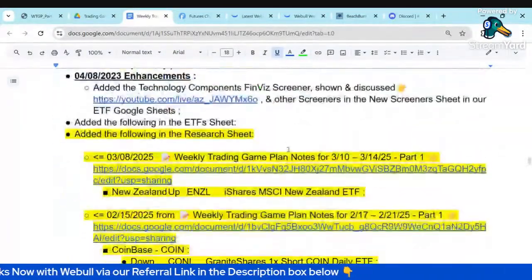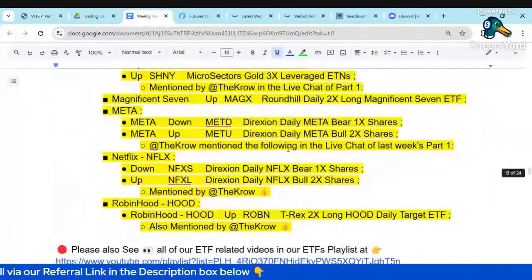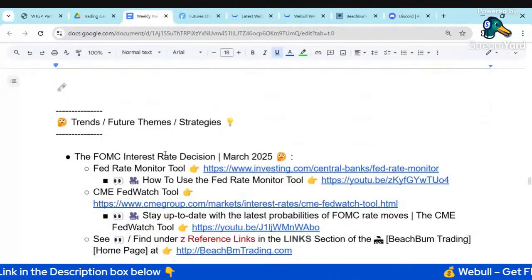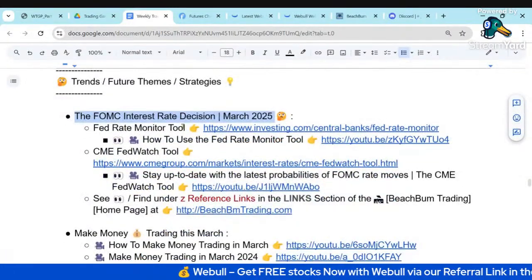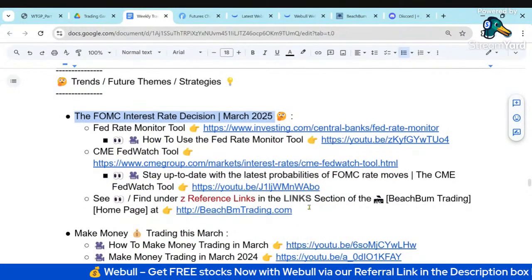Okay, let me jump forward and let's talk about our theme for this week, which is the FOMC interest rate decision for March 2025. Grab a drink and we'll go through the Fed Rate Monitor tool, the CME Watch tool.